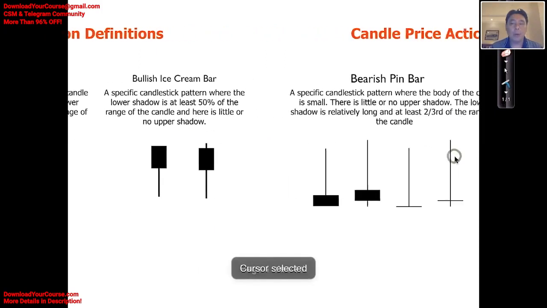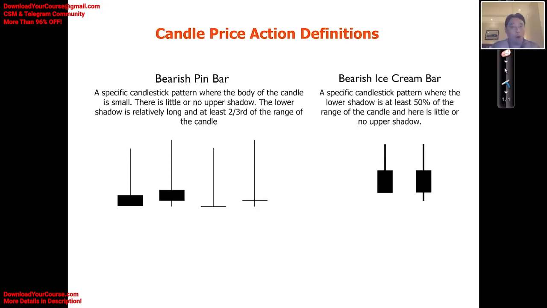Now, when we're going short, we look for the opposite candlestick patterns. We look for a bearish pin bar and a bearish ice cream bar. So it's the same thing except flip it over. A bearish pin bar is defined as a candlestick pattern where the body of the candle again is very small. So all these four candlesticks qualify because they've got small bodies. And again, the color doesn't matter. It can be a green or red candle. Doesn't matter. It's the shape.